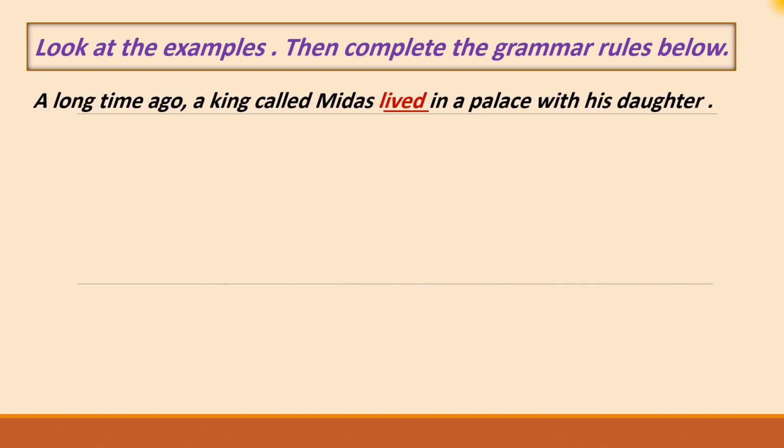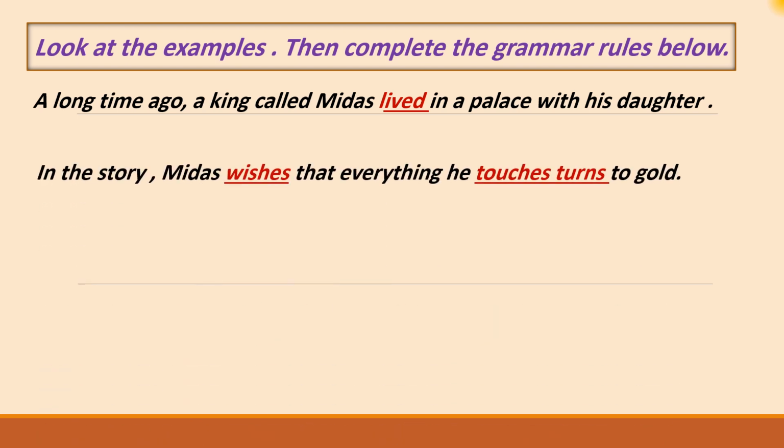A long time ago a king called Midas lived in a palace with his daughter. منذ قديم الزمان كان هنالك ملكا يدعى ميداس عاش في قصر مع ابنته. Look at the underlined verb here. Loved. This is in the past simple tense. So we use the past simple tense to tell or to narrate a story. نستخدم الماضي البسيط لنروي أو نحكي قصة.